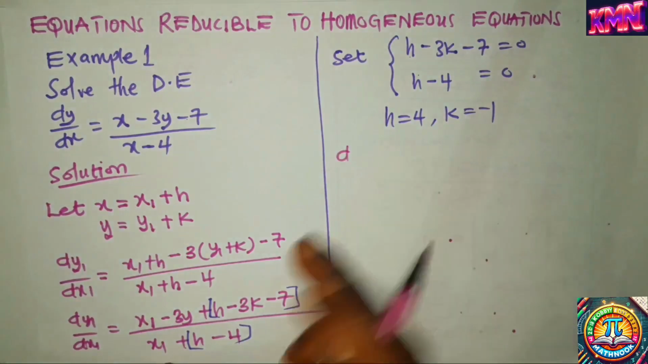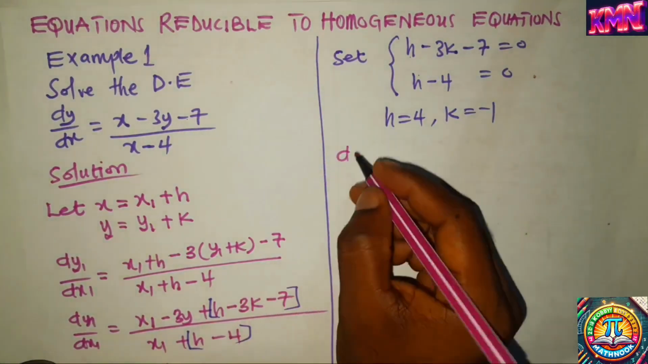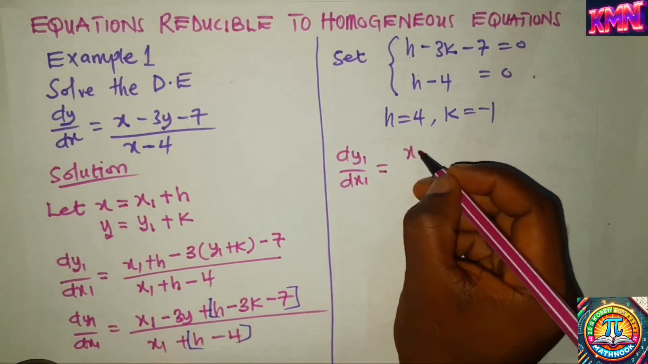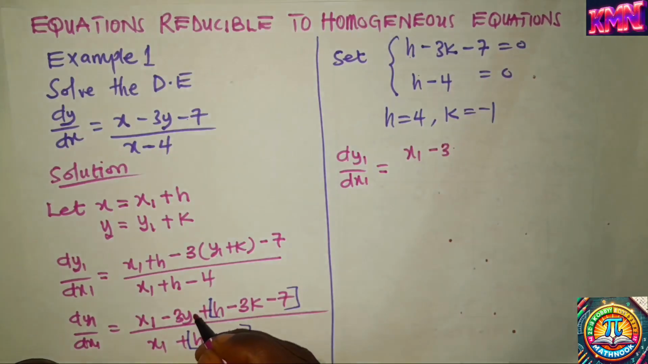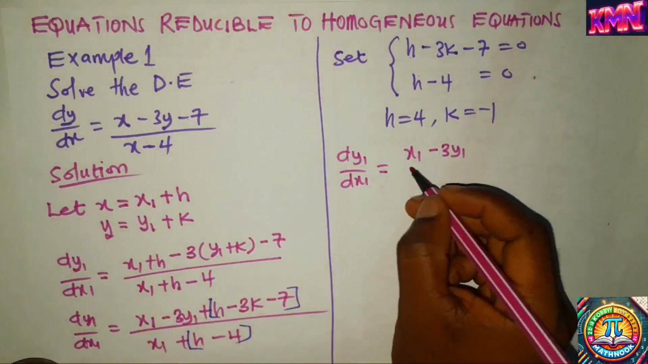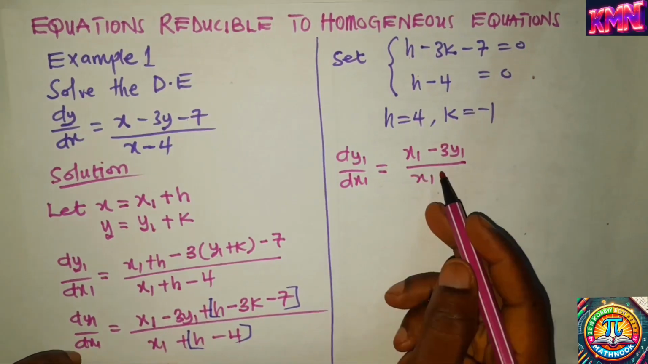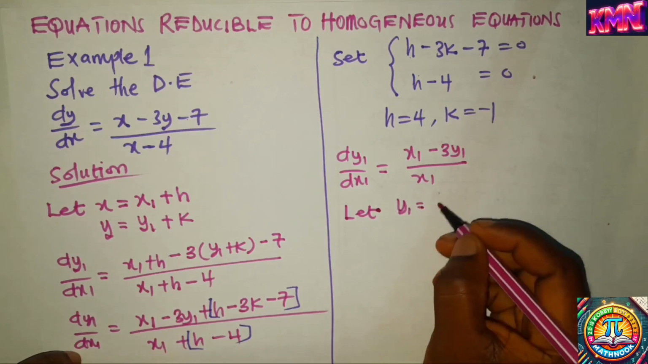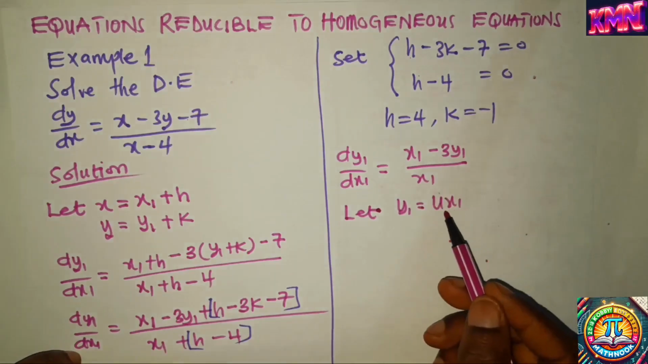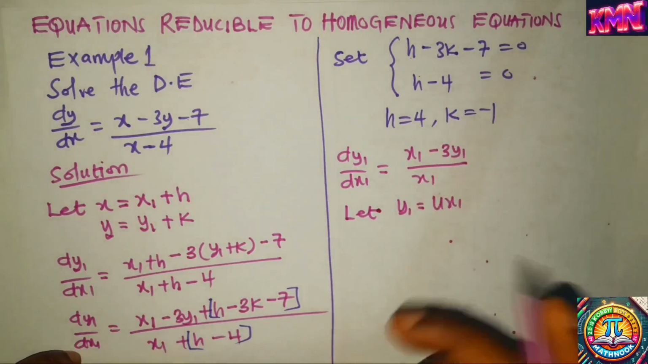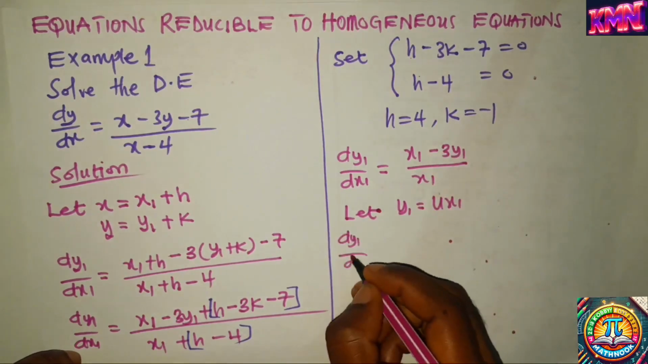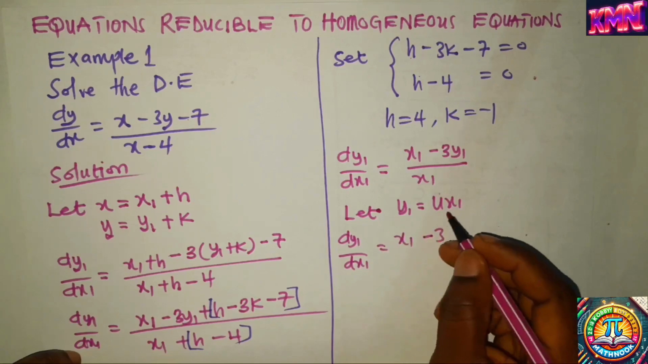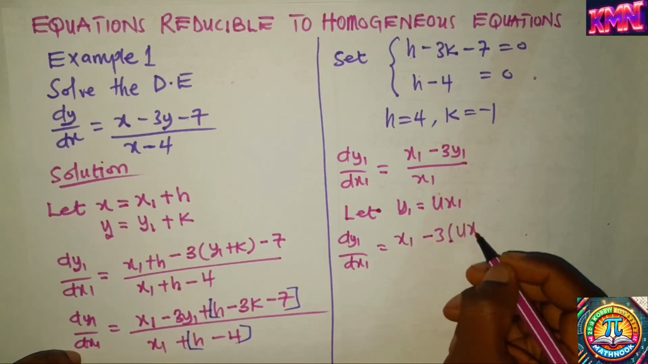Now if this is 0 and this also is 0, our dy1/dx1 also becomes x1 minus 3y1 on x1. This is a homogeneous differential equation. So we say let y1 equals ux1. Everything is in terms of y1 and x1, take note of that. Let's substitute that here: dy1/dx1 equals x1 minus 3 times y1, and now the y1 is this, so ux1.